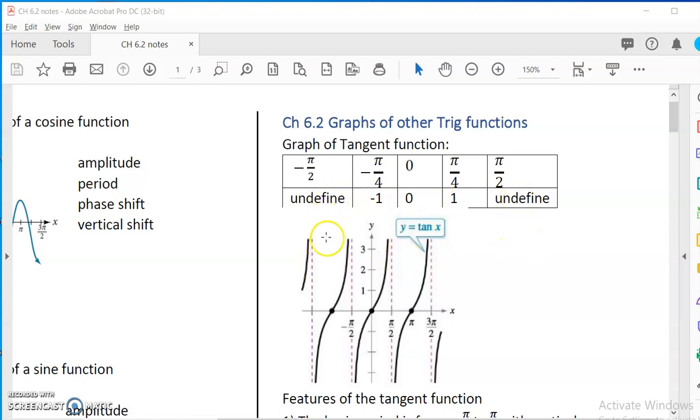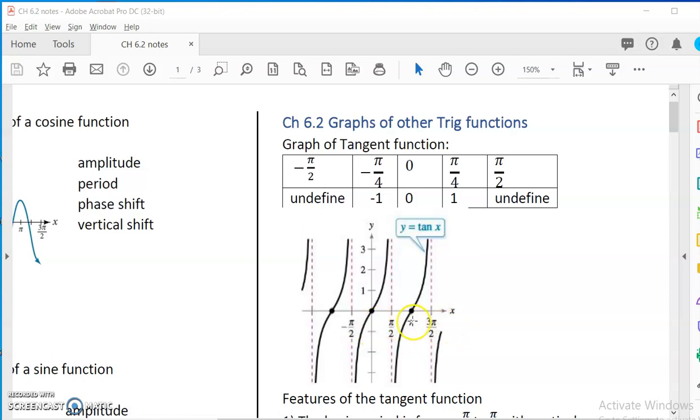Also, when it is close to the undefined pi over 2 value, the tangent values go up to infinity or down to negative infinity on the two sides. So it becomes a vertical asymptote. So the tangent function is not a continuous function. It breaks up into parts where there are asymptotes, and they are always at pi over 2, negative pi over 2, 3 pi over 2.